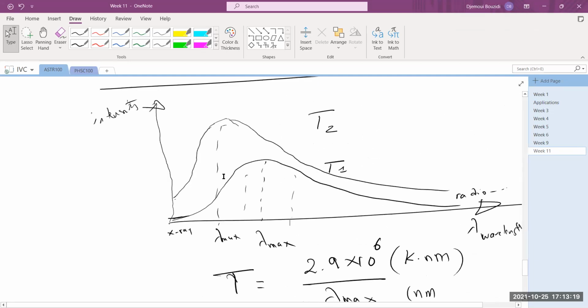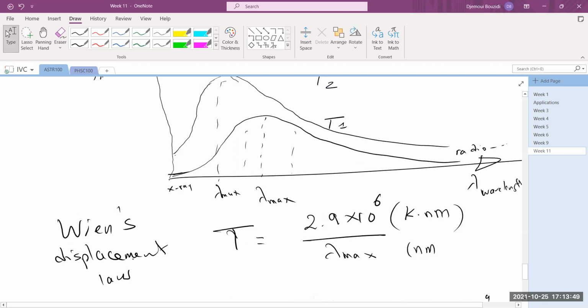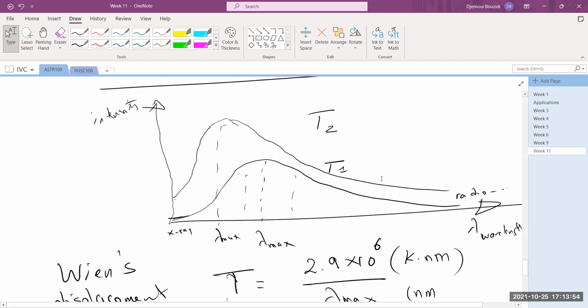This is basically what the studies of the black body radiation has yielded. And this is what is known as Wien's displacement law. Some people call it Wien's because in German, the W is pronounced V, okay? Displacement law. Why displacement? Because as the temperature gets higher and higher, the wavelength of the maximum gets less and less. Okay, so let me stop sharing.